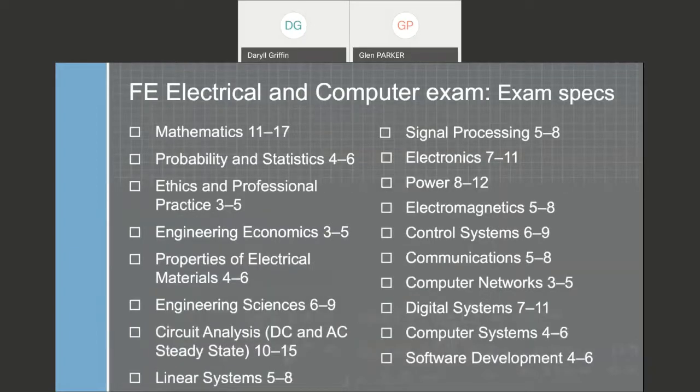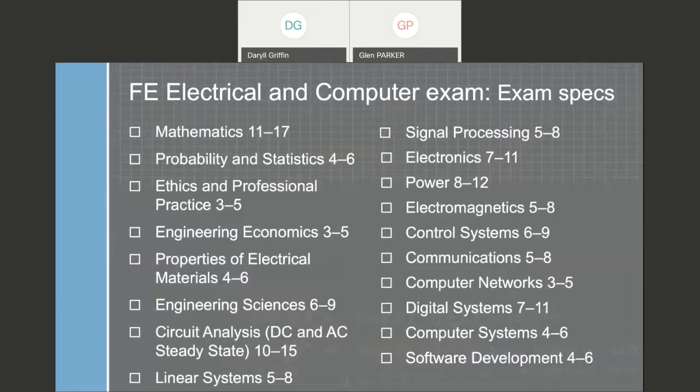So here are the current specifications for the FE exam. The numbers indicate how many questions from that section would appear on a typical exam. And since it's offered year-round, it's assembled on the fly, which means that if you take it twice, you're not likely to see the same exam twice. Two people on the same day at the same test center wouldn't see the same exam. And that's why these numbers have ranges.